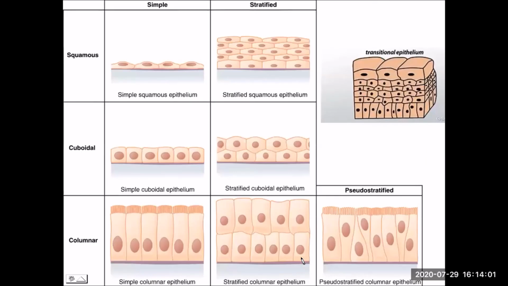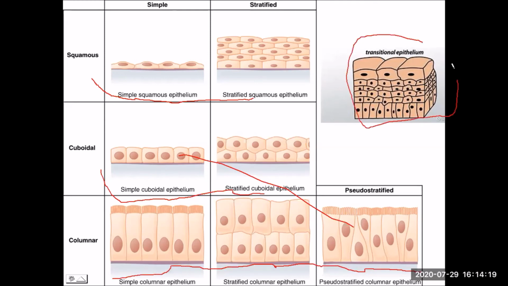And here's just a good chart I found online showing these different examples. So squamous examples, cuboidal examples, and again, columnar examples. And I went ahead and pasted in transitional.